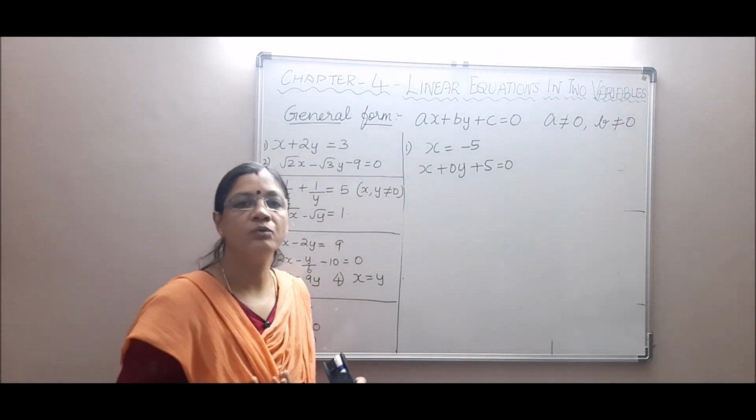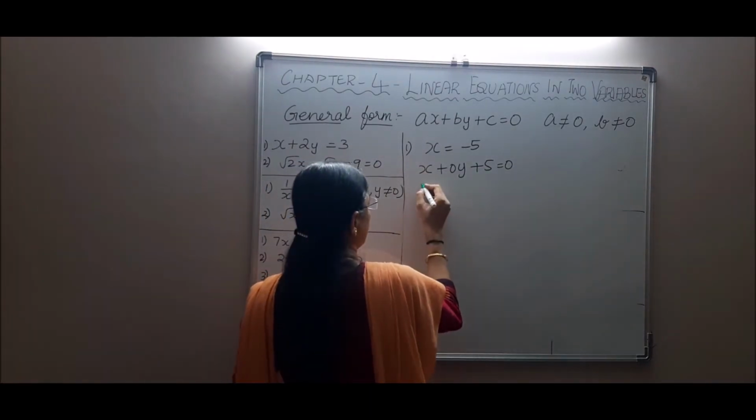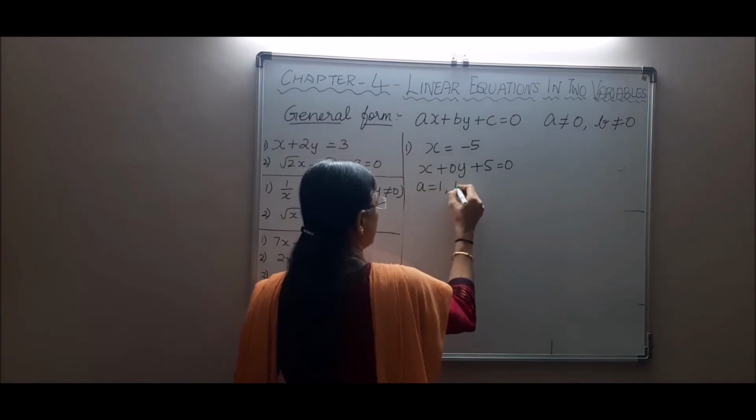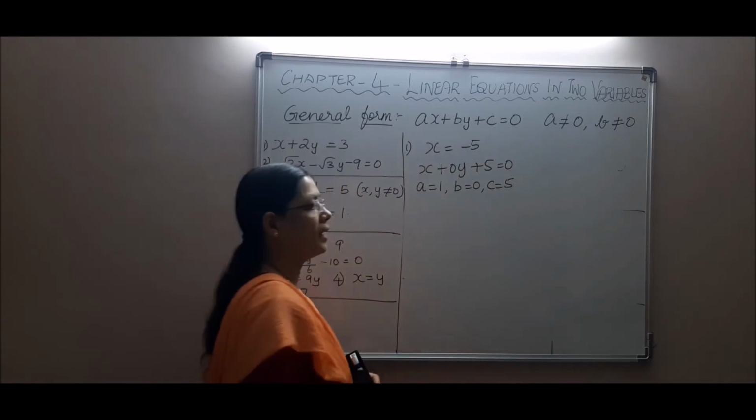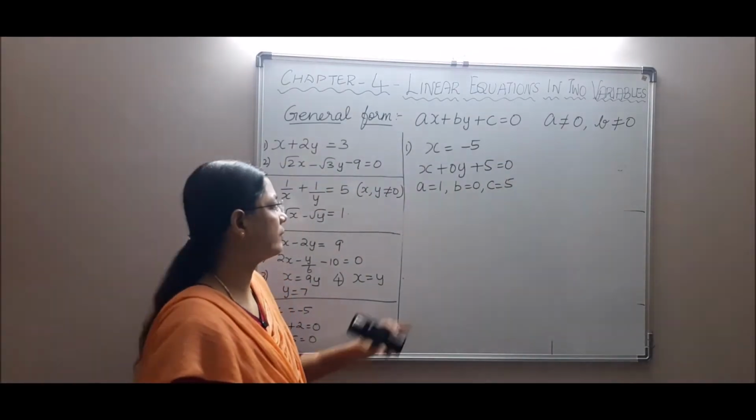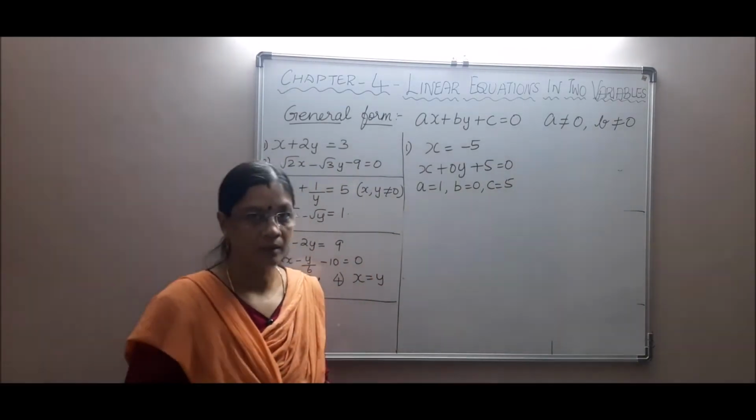Now pick the values for A, B and C. You have A is equal to 1, B is equal to 0 and C is equal to 5. When comparing it to the standard form, we have the values for A, B and C.